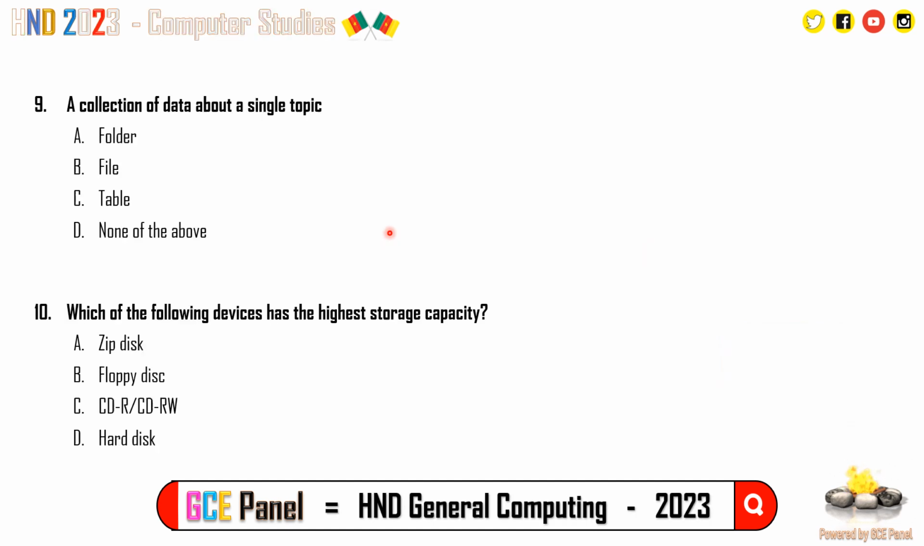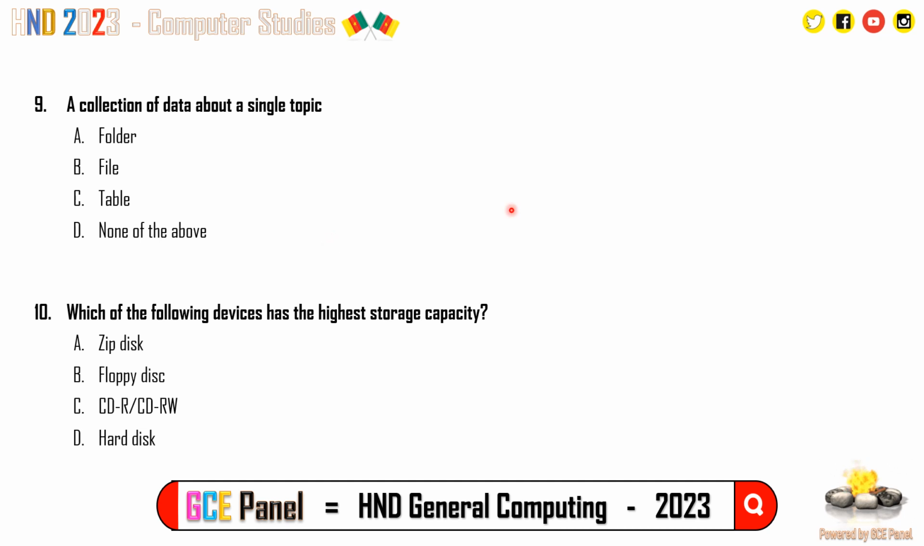Question 9. A collection of data about a single topic is known as, so a collection of data about a single topic is a file. A file. A folder is a storage space or container where many files can be placed into groups or organized on the computer. A folder can contain many other folders, but a file is just a collection of data about a single topic. Okay? Collection of data about a single topic.